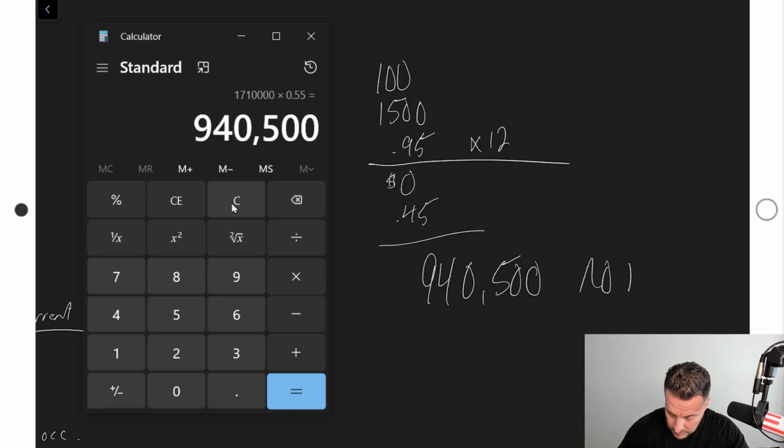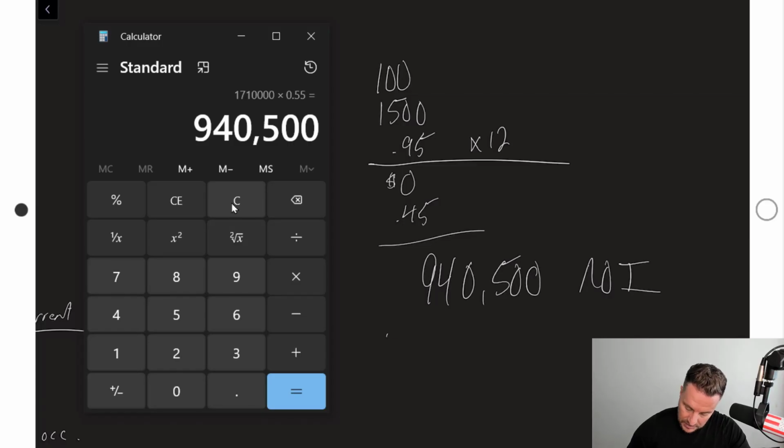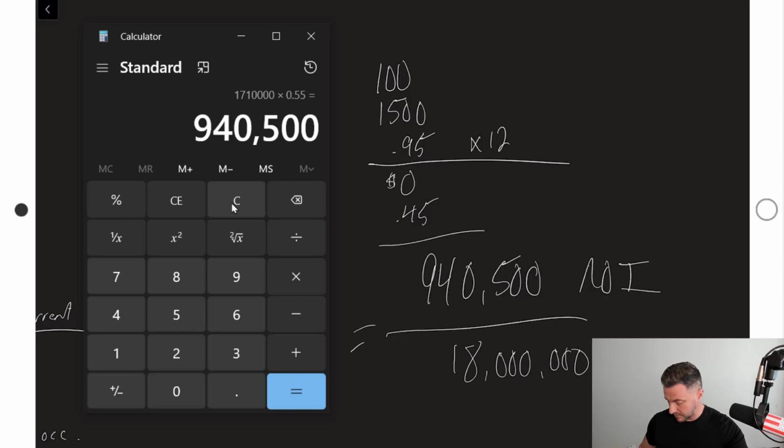Now, I'm guessing a property like this is going to sell for about 22 million. No, it's going to sell for about 18 million just because I've looked at a lot of these. So I'm going to divide that by 18 million and we'll see what the cap rate is. Market cap on that should be around 5%. 940,50 divided by 18. There we go. So what is our cap rate?